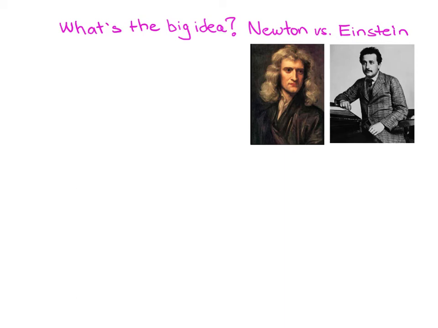Hello, hello, hello. In this episode of What's the Big Idea, we're going to be talking about Newton versus Einstein. In Physics 107, we talk a lot about the system of physics that was developed by Isaac Newton in the second half of the 17th century, about 350 years ago, and we're still talking about Newtonian mechanics. But as you probably know, another fellow came along.